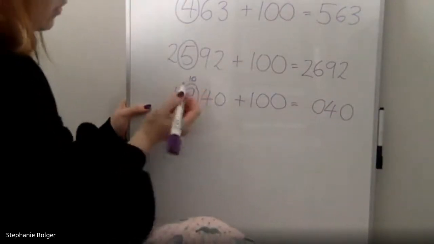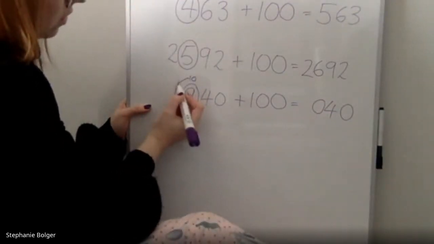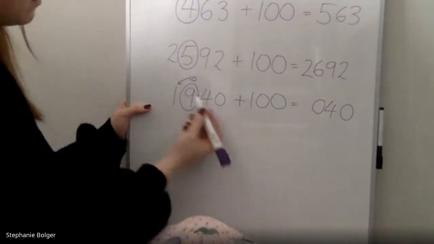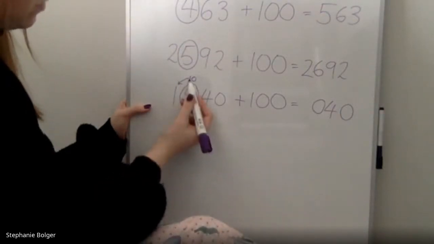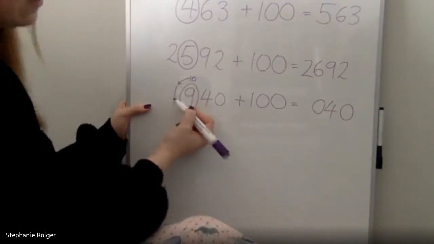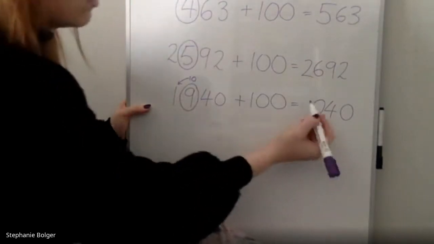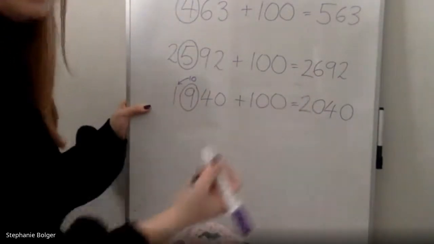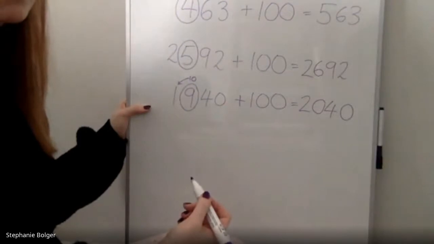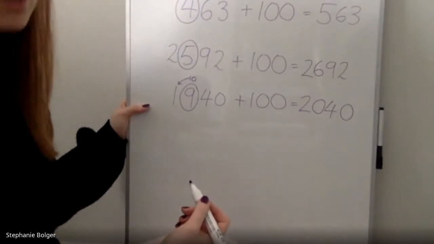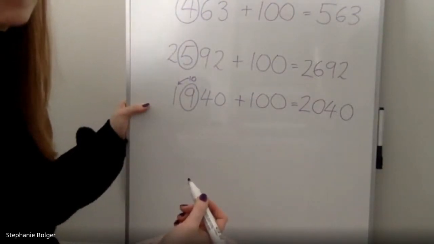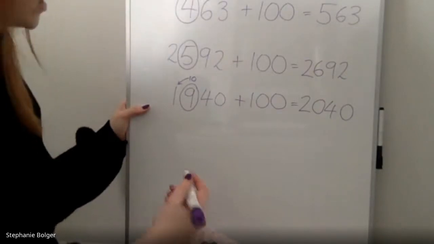And then I've got a 1 that I'm going to trade over into the thousands, and I'm going to add it into the thousands. So then I've got 1,000, another 1,000. 1,000 plus 1,000 is 2,000. Then we've got our answer, 2,040. I'll do one more trading example that you can go back and keep watching, okay?